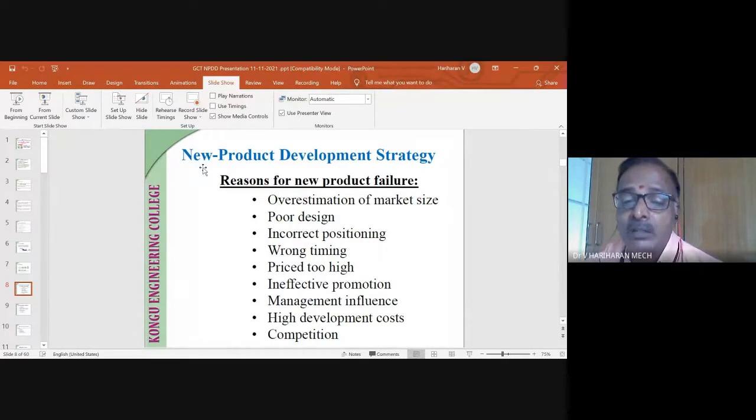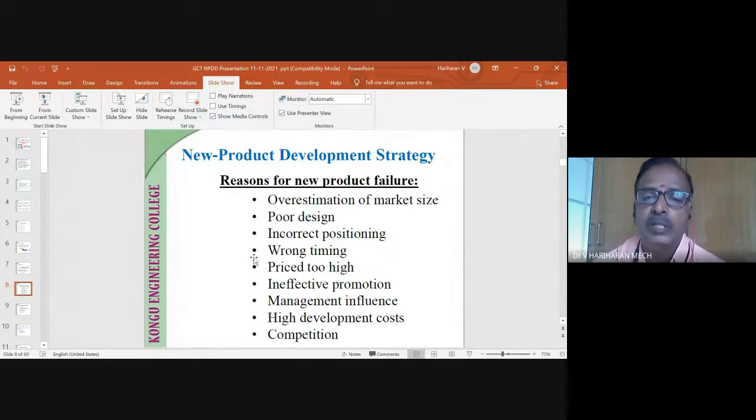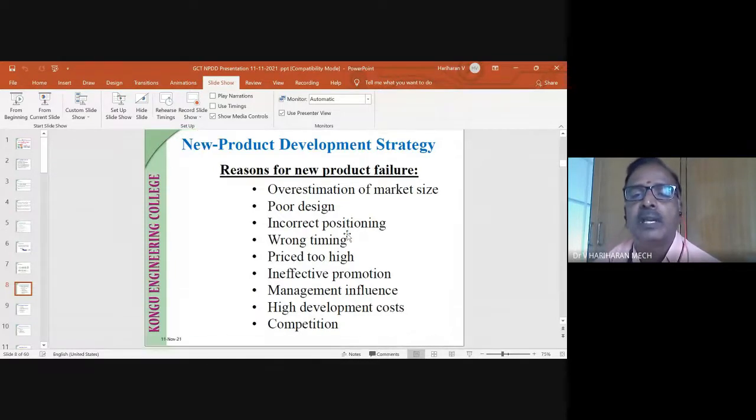Then the last one is competition. You should always analyze and make a proper survey of the market. What kind of products are equally there as your competition, that you have to understand and analyze. Based on this only, you have to launch your product. So the competition in the market is also one of the reasons for product failure. These are the different reasons why a new product fails.